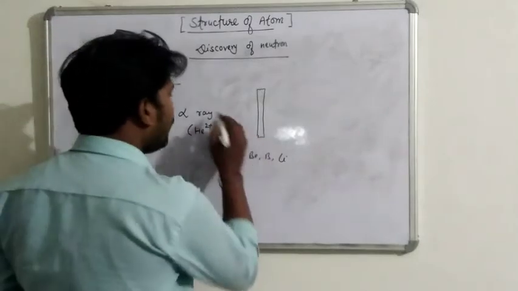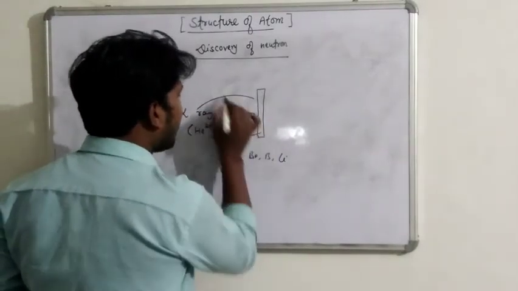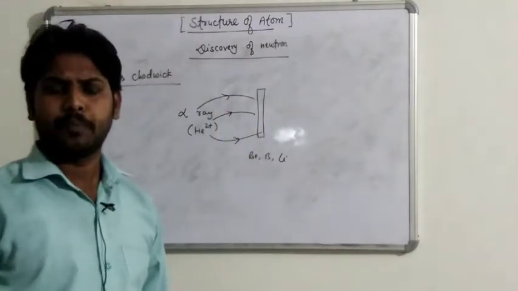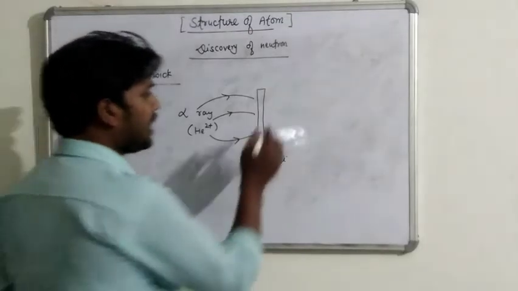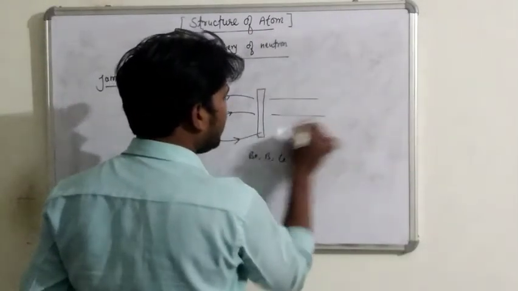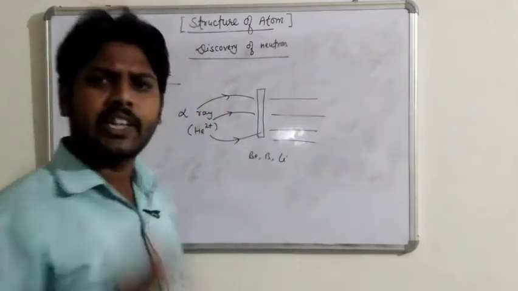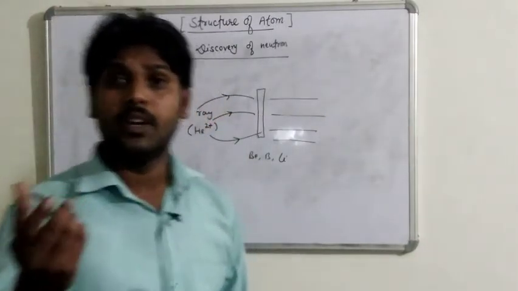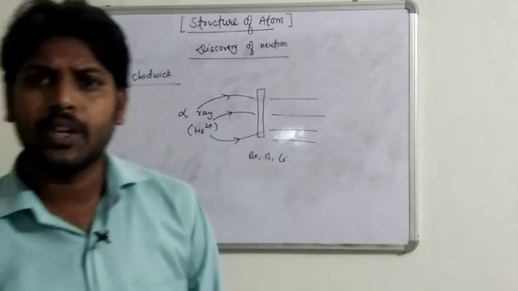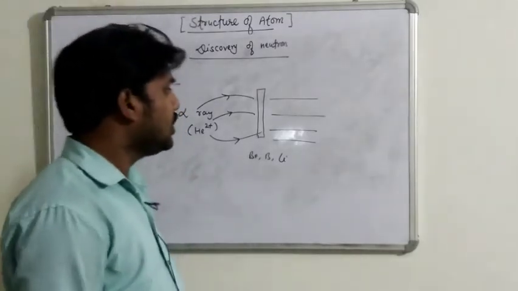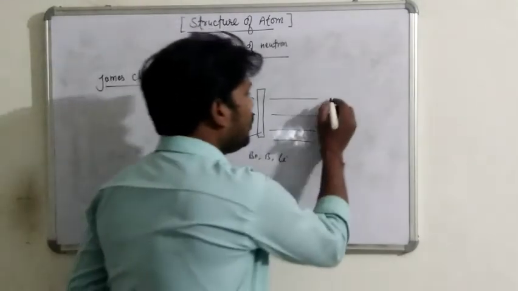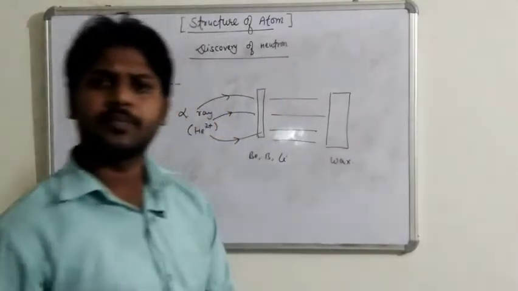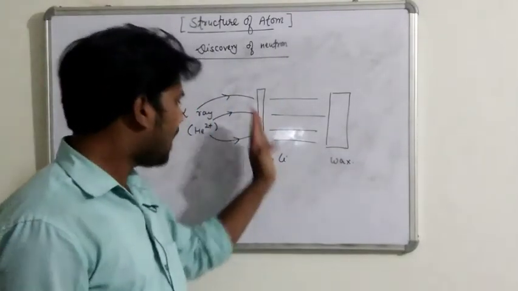Now, bombardment means attack. When he allowed the alpha rays to attack this metallic plate, clear, students? He observed that some rays were coming out. But at that time the scientist was not clear that it was a neutron. It could be gamma rays, or it could be beta rays. So students, in order to confirm it, he put a wax after this metallic foil.